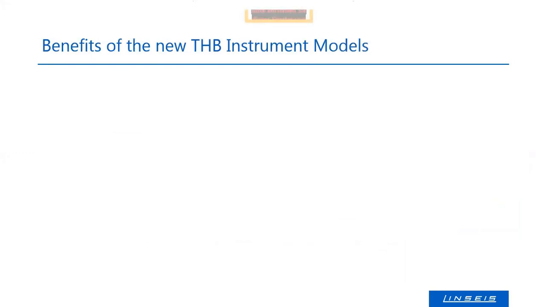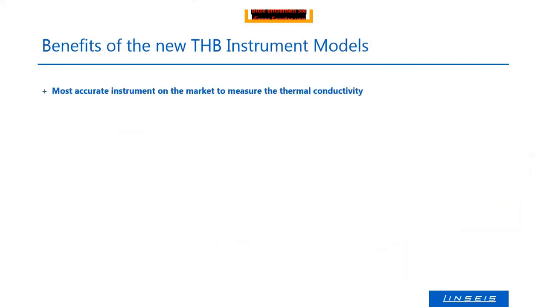So, to conclude, what we have seen during these presentations, the benefits of the new instrument models, I will summarize shortly. When we do the measurement with the THB sensors, the THB method is in fact the most accurate instrument on the market to measure the thermal conductivity. There is no other instrument available which is more accurate.